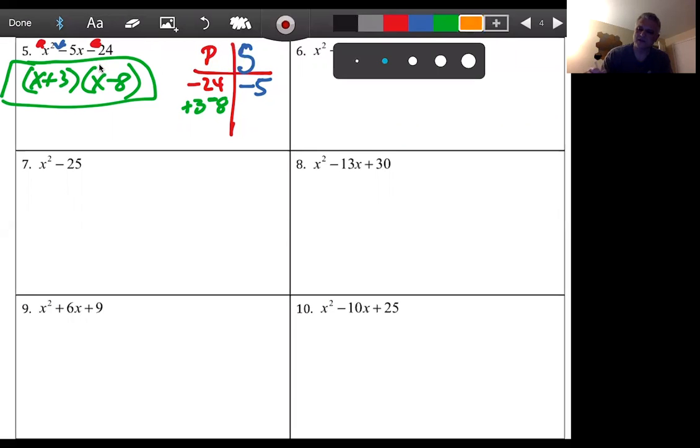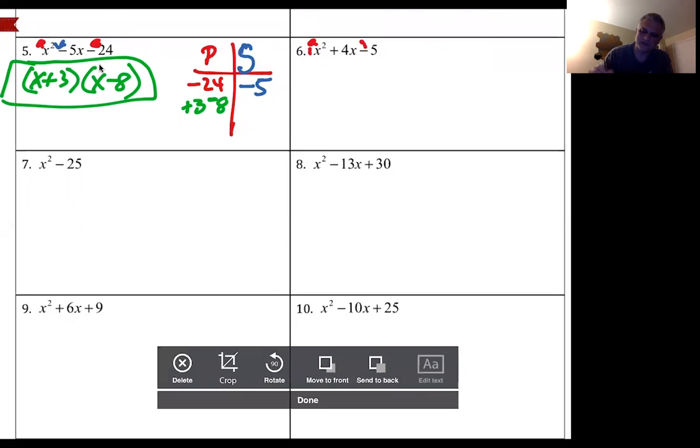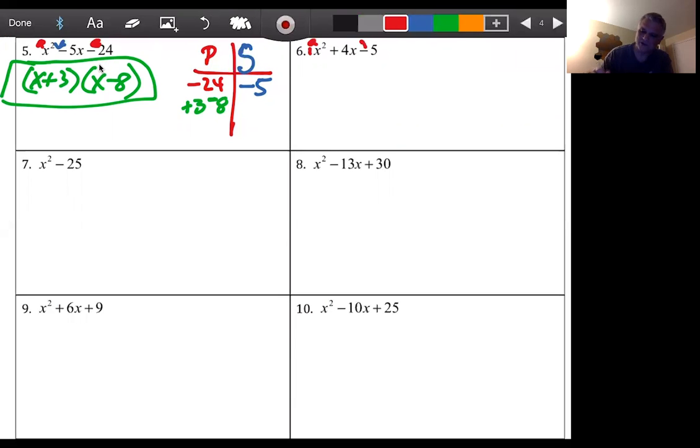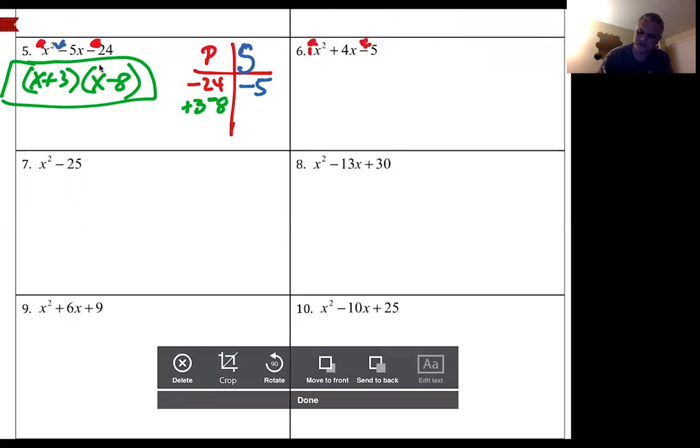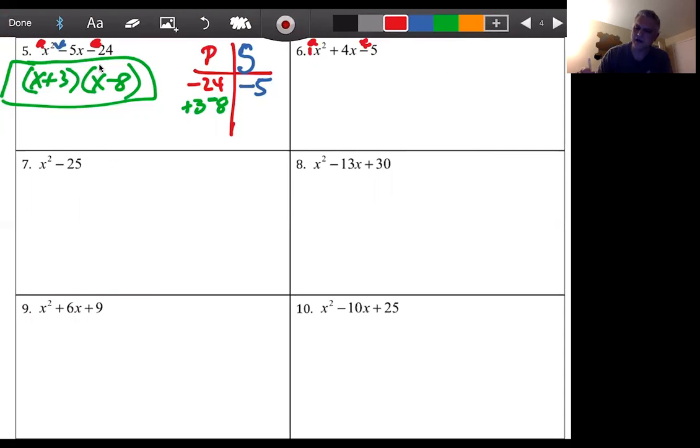All right, let's look at number 6. My A is 1, my C is negative 5. Oh gosh, don't say B. C is negative 5. So 1 times negative 5, the product is negative 5. The sum, this guy in the middle here, is positive 4.